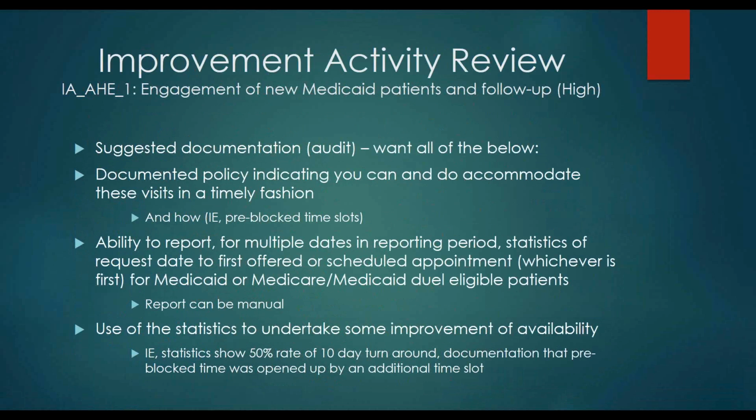The last part of this that is not easy to deduce from the description of the measure is that you want to use the statistics you have related to this and the policy you have on file to help improve your availability for Medicaid patients. Right. So if you find out that you only have a 50% compliance rate on a 10-day turnaround, you've made some sort of documented attempt to either expand the available appointments on short notice or things like that. All right, so you take what your policy has found and you're working to improve on it. Right? Category is called improvement activities.